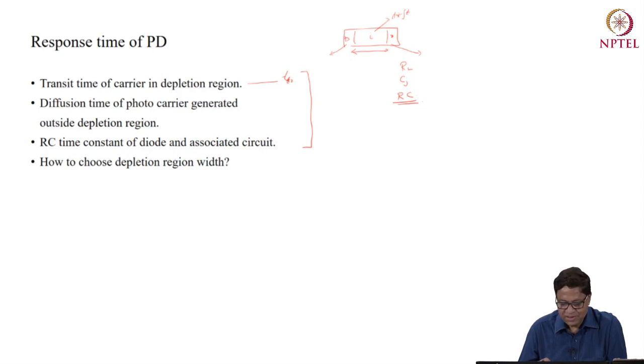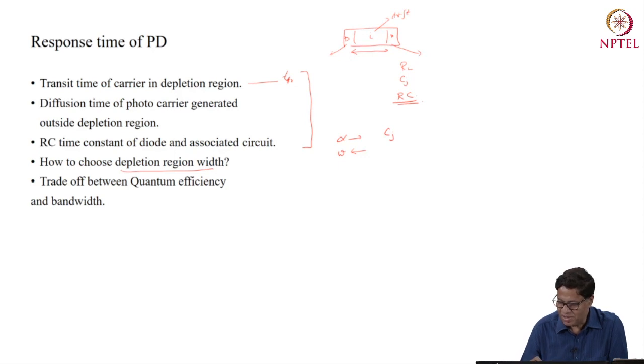So now the question is how to choose your depletion region width, because not everything is in your control. For example, alpha is not in your control. Then there will be some component, CJ junction capacitance, and associated circuitry will require some component. And then you have one component which is the width W of the depletion region, which is in your control, which you can reduce or increase. So let us understand what happens if I increase W to a high value or decrease W to a very low value.